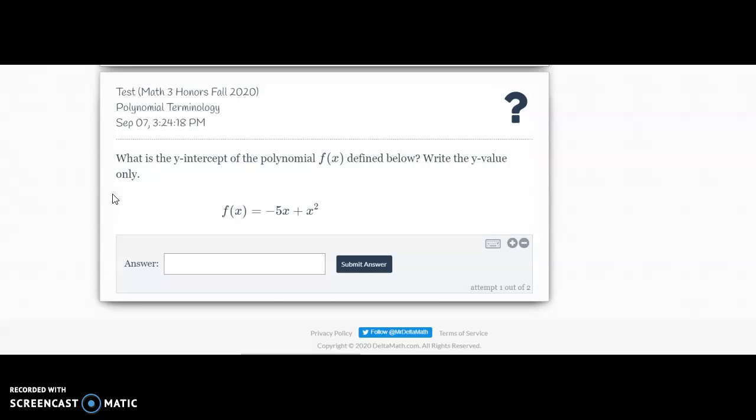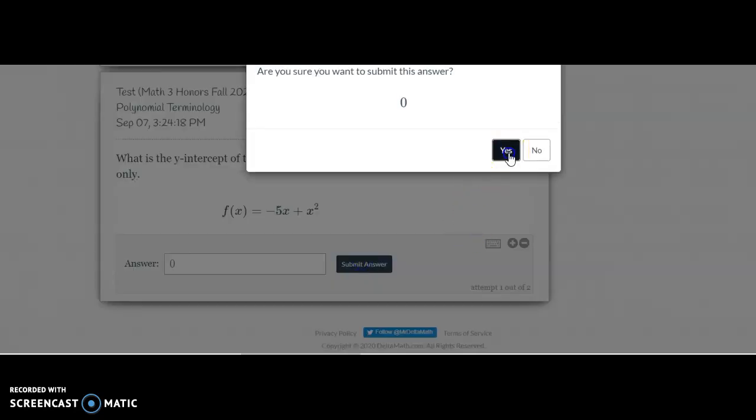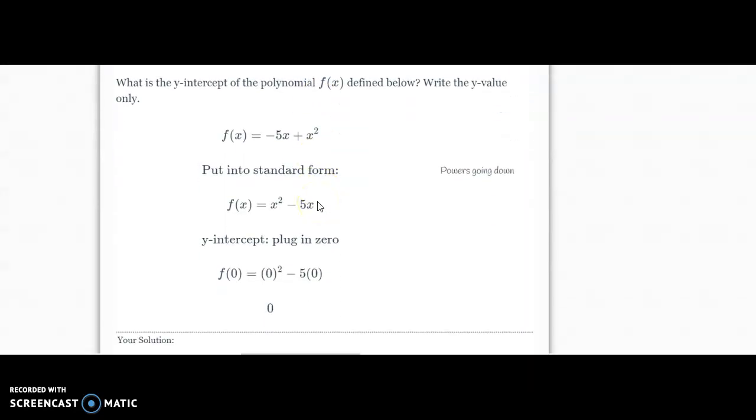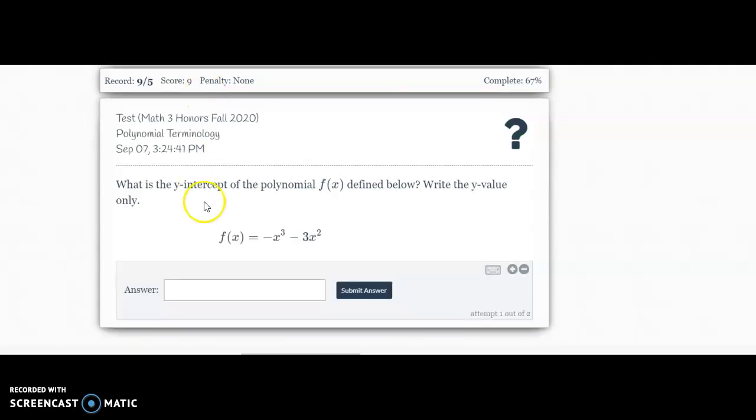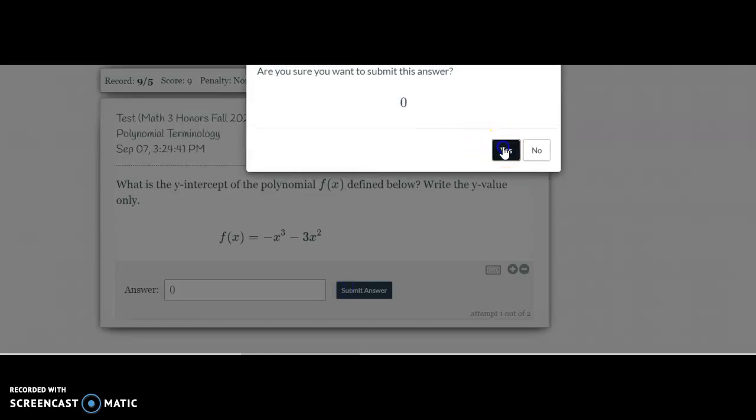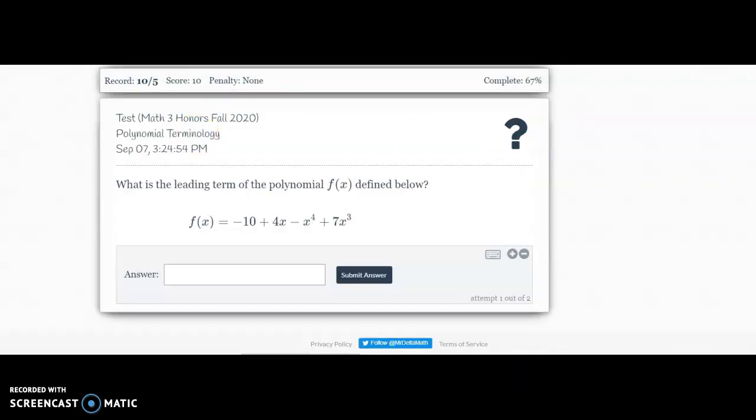This one. This is a good question. What is the y-intercept of the polynomial? If we go back to the notes, I said that the y-intercept was the constant, the number on its own. If you look at this polynomial, it doesn't have a number on its own. So therefore, it's 0. So what's the y-intercept? 0, like that. All right, let's try another one. What's the y-intercept? -x to the 3rd minus 3x squared. There is no number on its own, so this one's also 0.